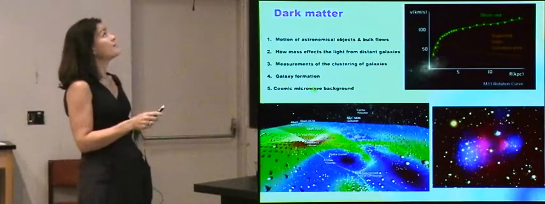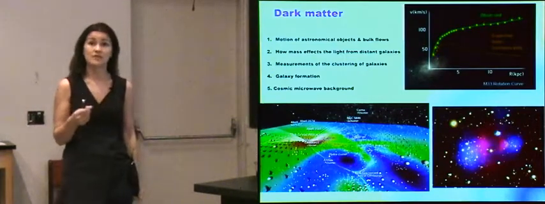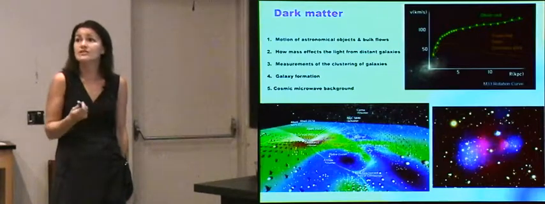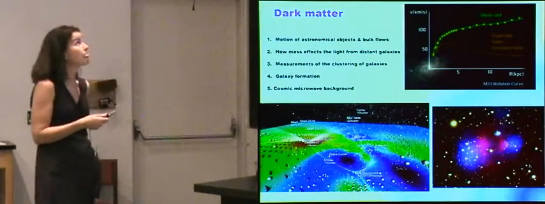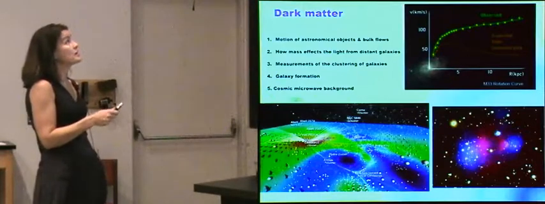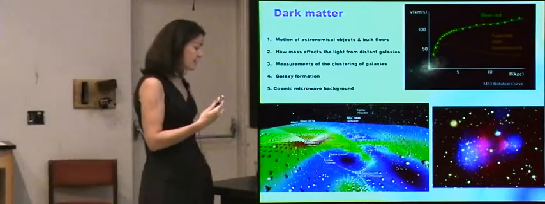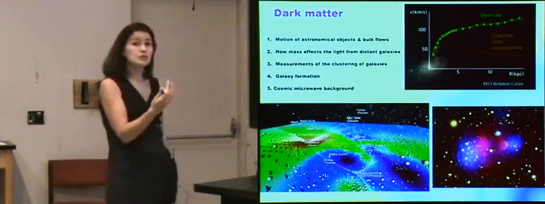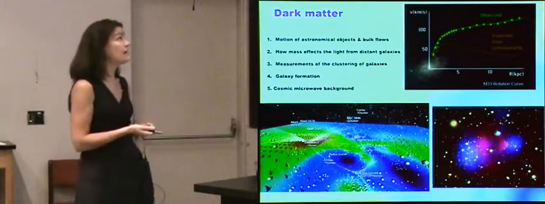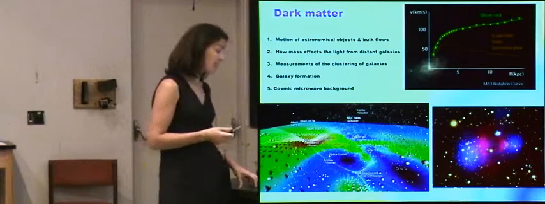So we also have the very important story of galaxy formation. If you want to form galaxies at all, you need dark matter. We can't get away from that. And then we also have information from the cosmic microwave background telling us that there is a dark matter component, and those distribution of hot and cold spots really tell us how much dark matter we need.